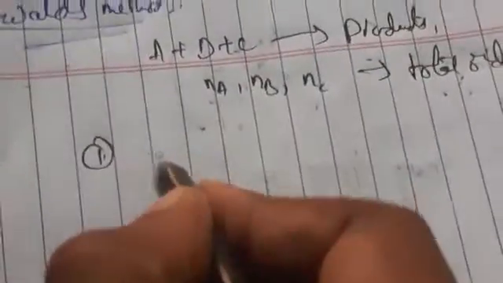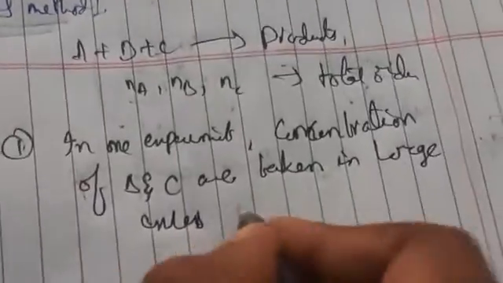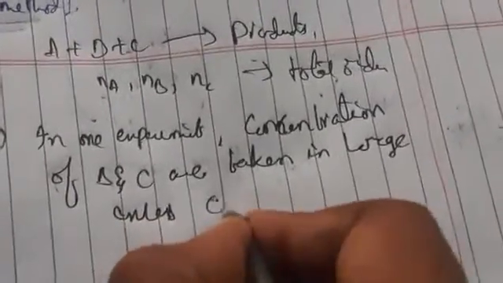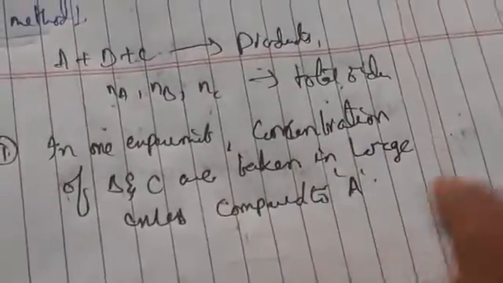For this, in one experiment, the concentrations of B and C are taken in large excess compared to A. When B and C are in large excess, these two are effectively removed and the order is determined only for Na.